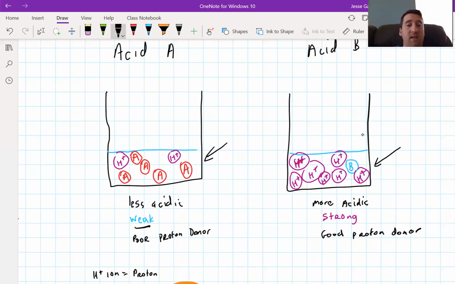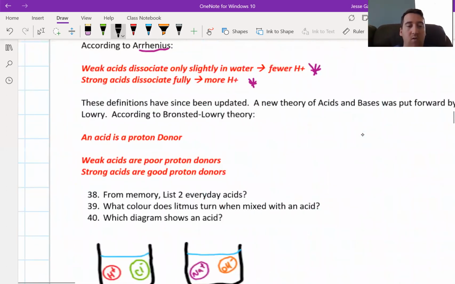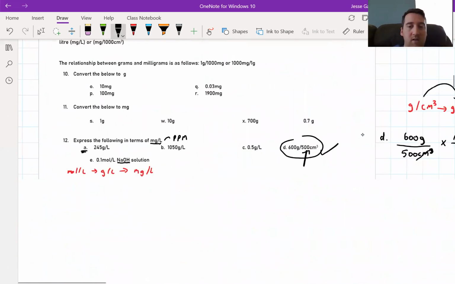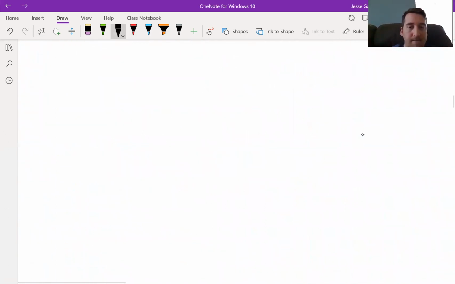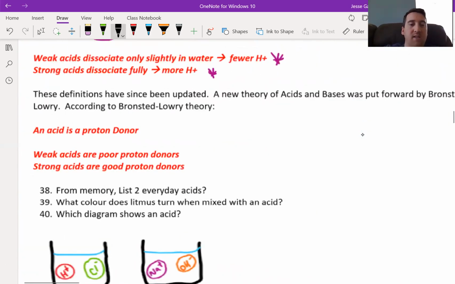That was Brønsted-Lowry's updated definitions. So what we're going to do now is look at the writing in red and make a note of this stuff. So this is Brønsted-Lowry theory. Again, make sure that you highlight the names properly so you don't mix them up. Brønsted-Lowry's theory was that an acid is a proton donor, and weak acids are poor proton donors, while strong acids are good proton donors.